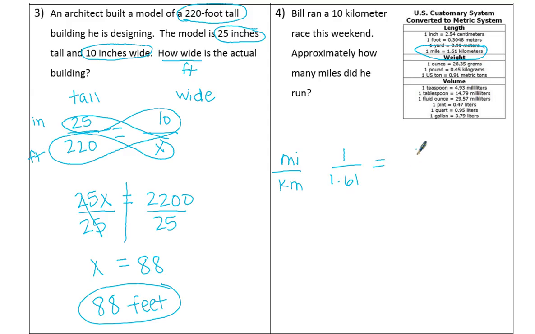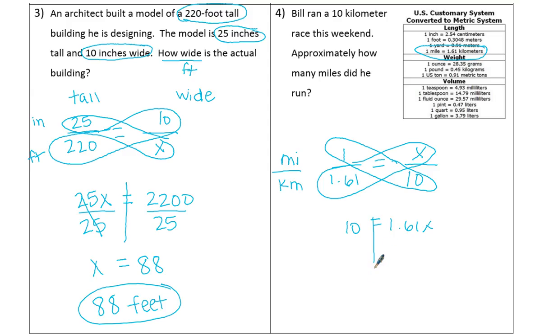And then we have, we don't know how many miles he ran, so that's our variable x on top. And we know that he ran 10 kilometers. So we're going to have 1 over 1.61 equals x over 10. There's our proportion. First thing we do is we cross multiply. 1 times 10 is 10. 1.61 times x equals 1.61x. x is being multiplied by 1.61, so we're going to divide by 1.61 on both sides. When we do that, we get 6.2 equals x. So that means that his 10-kilometer race is equivalent to 6.2 miles.